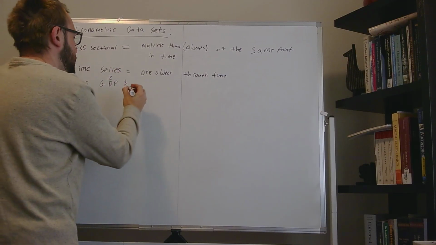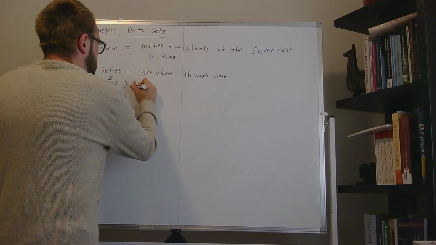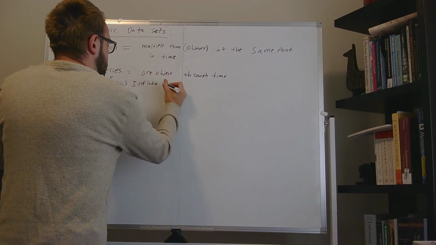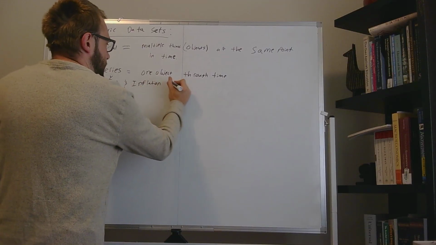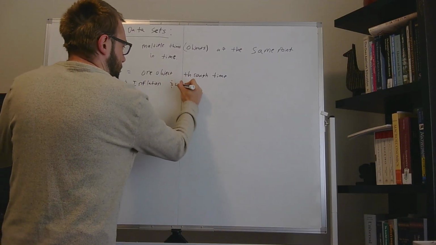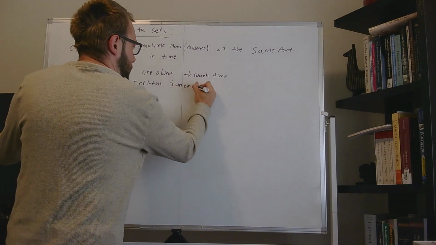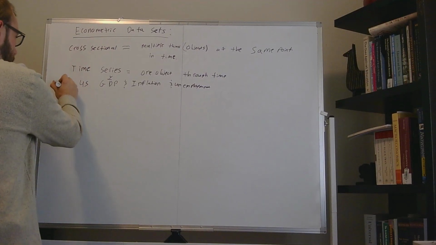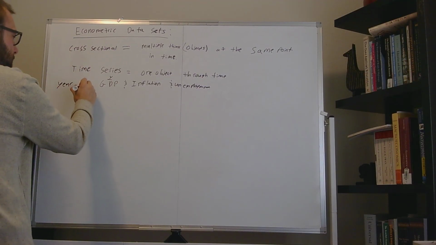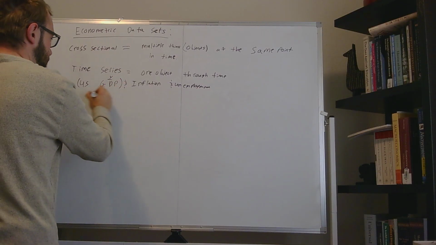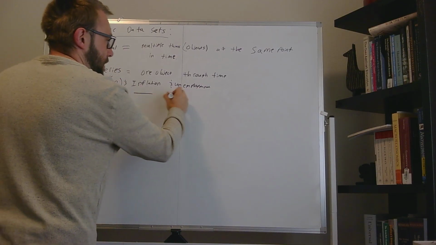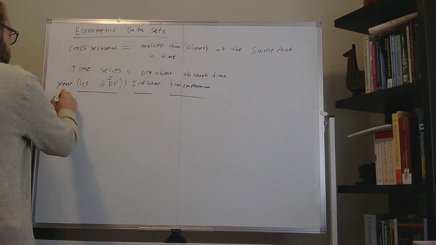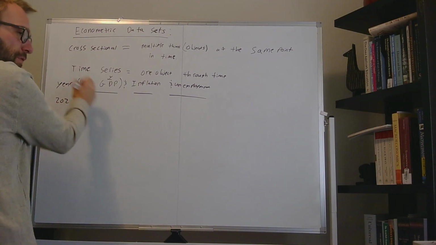So that's the output. And then we'd say we have inflation and unemployment. The key here would be we'd have year. So US GDP, and then US inflation and US unemployment. So the years would be the only thing that changes, but it would be one fixed thing, and that's the US.